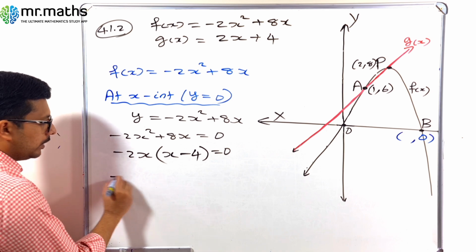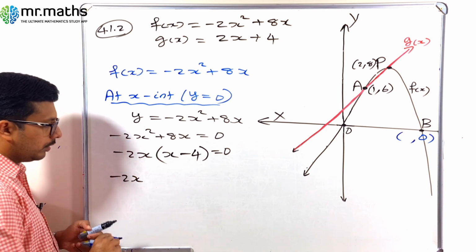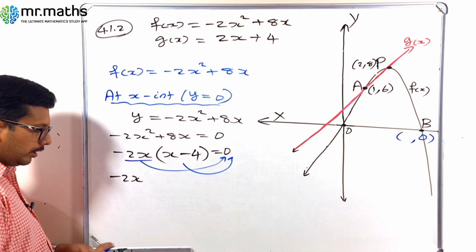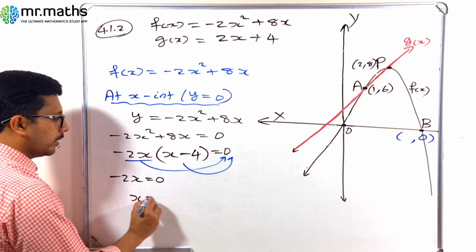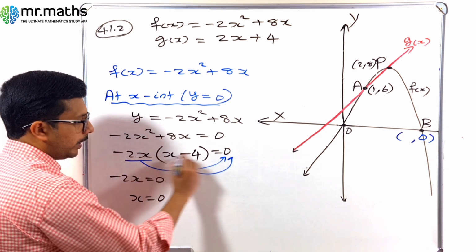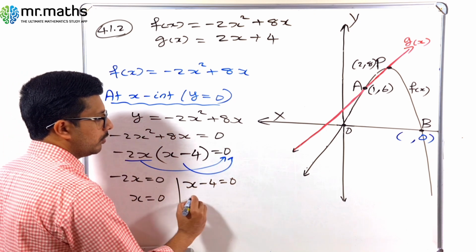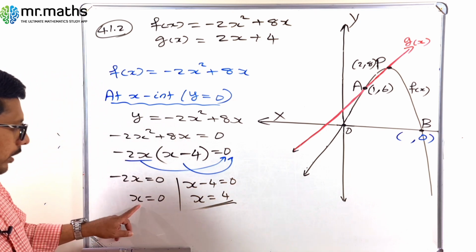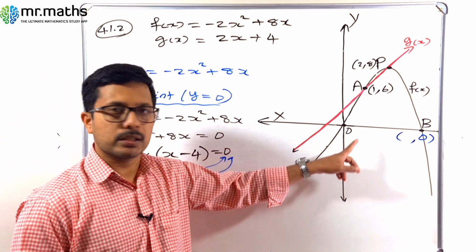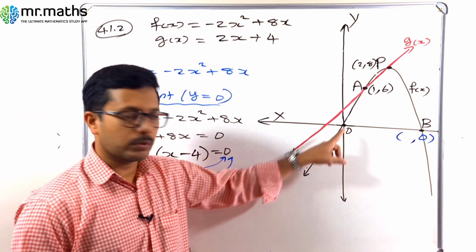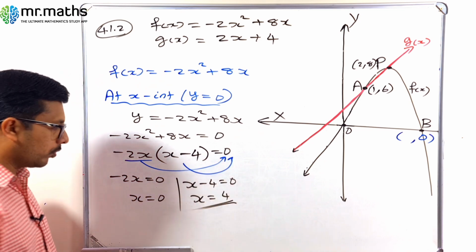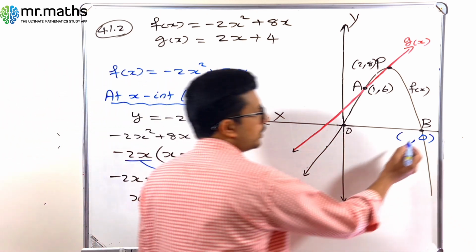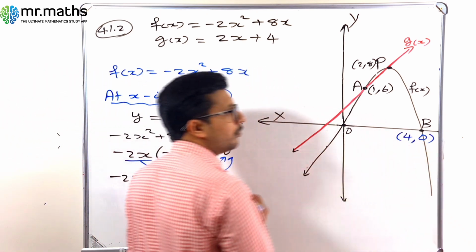So it means that either minus 2x is 0 or x minus 4 is 0. So either minus 2x is equal to 0, so it means x is equal to 0, or x minus 4 is equal to 0. So what is x? X is equal to 4. So which one is possible there? X is equal to 0. Can you see that we are trying to find the x-intercept? So the other x-intercept is x is equal to 4. So it implies that x is equal to 4 is the x value of this b. So here it is 4.